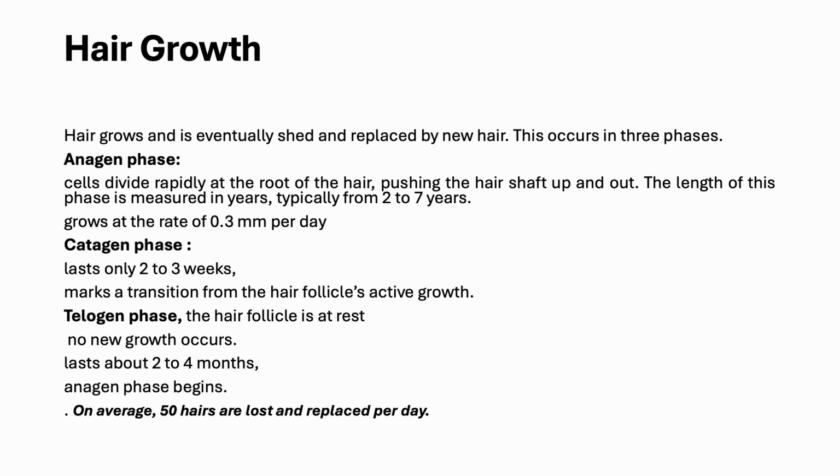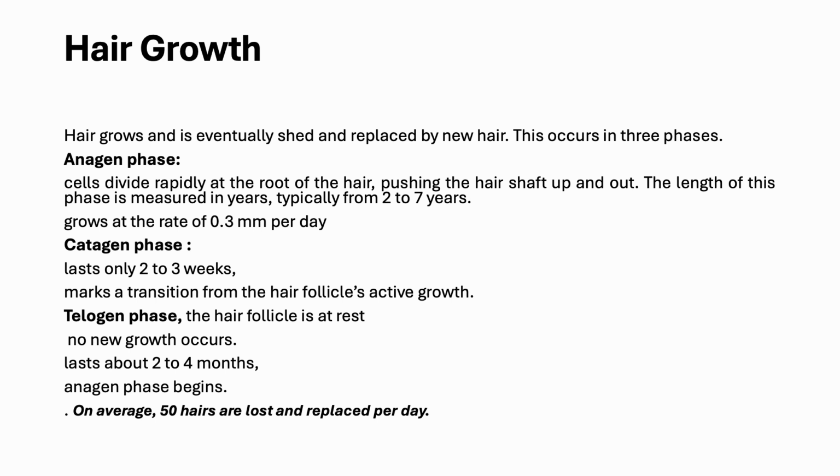Hair growth stages. The hair grows, is resting, shed, and replaced by new. This occurs in three phases: the anagen, catagen, and telogen phases. In the anagen phase, cells divide rapidly at the root of the hair, pushing the hair shaft up and out. The length of this phase is measured in years, typically from 2 to 7 years, and it grows at a rate of 0.3 millimeters per day.